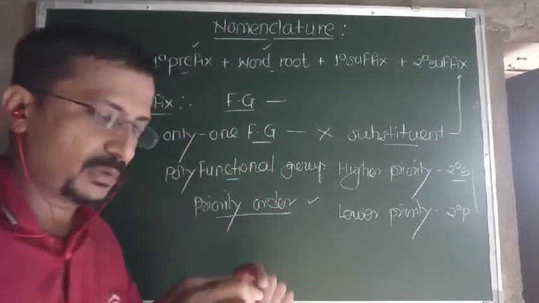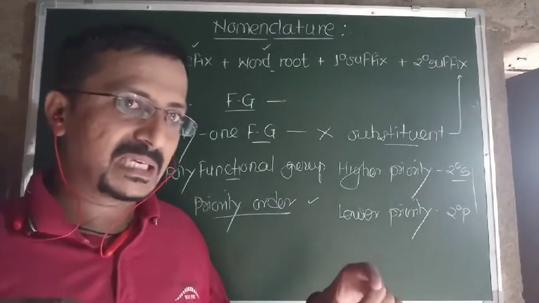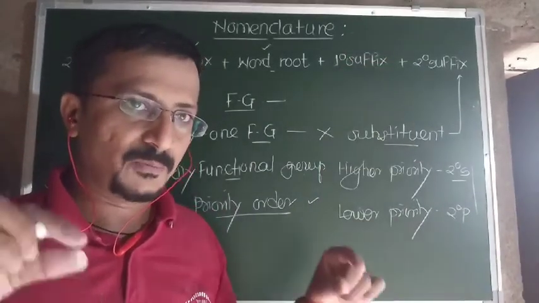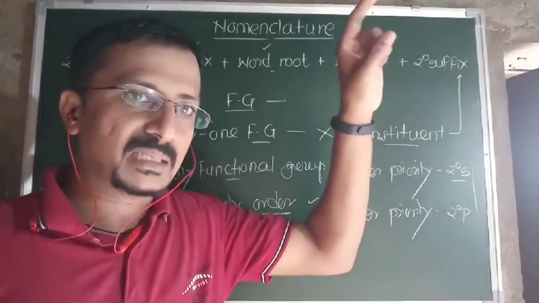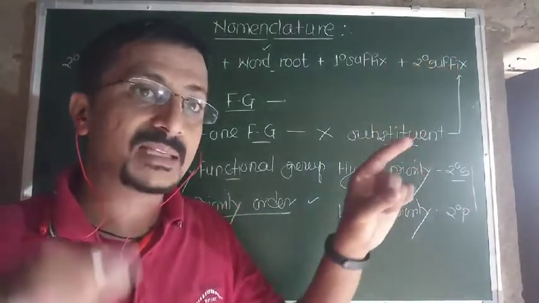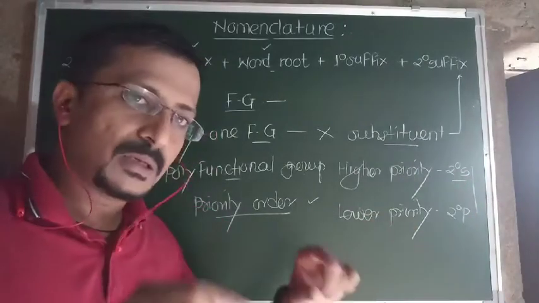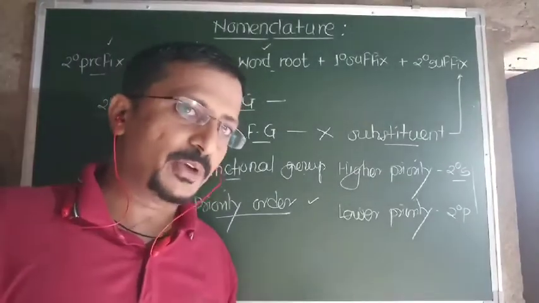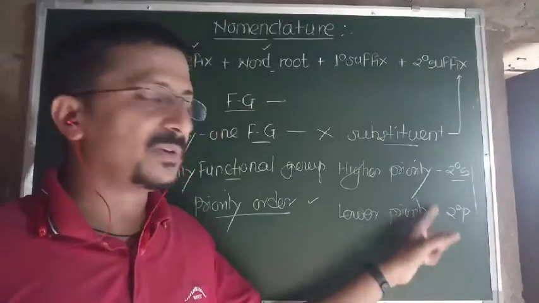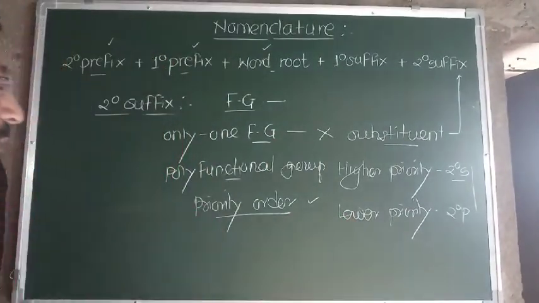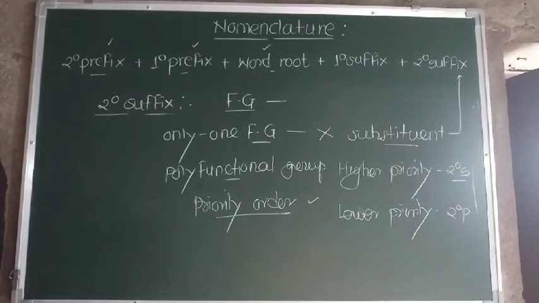So if the molecule contains two functional groups, then check these two functional groups in the priority order. If one functional group is at the high priority, then that functional group is the secondary suffix, means main functional group. And if the other functional group is at the low priority, then it is considered as a secondary prefix, means substituent, isn't it? So remember well, this is about the secondary suffix.